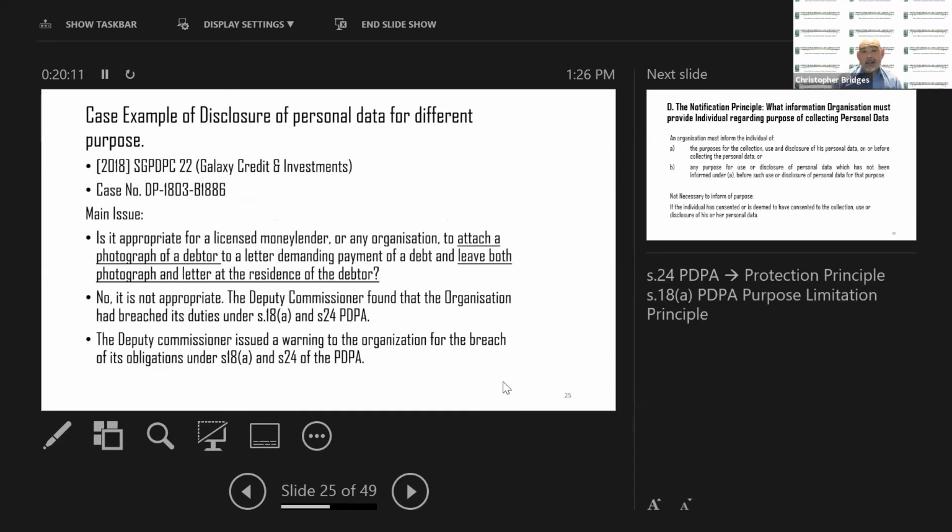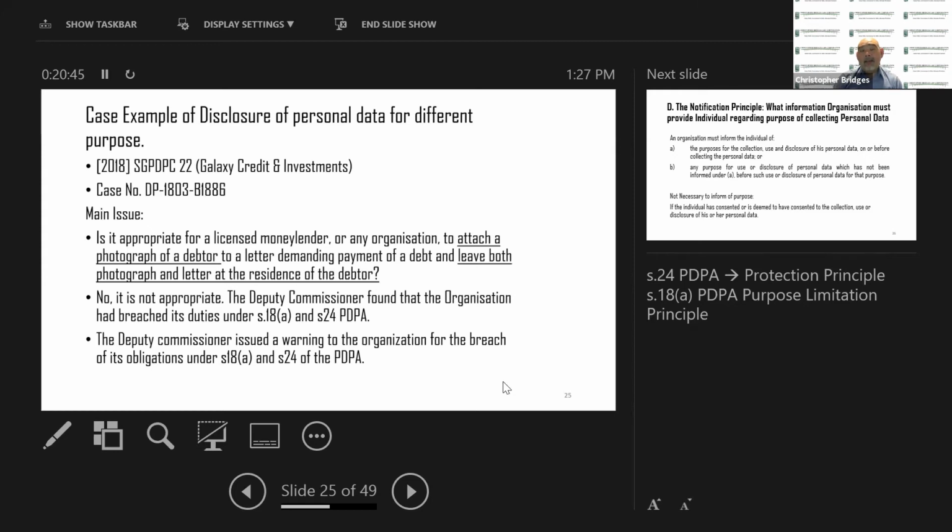So if you look at this case, Galaxy Credit and Investments, this credit finance company requested their customers to provide photographs in the application form. Okay, so the purpose implicit in the request for photograph is for us to be able to identify a debtor. Later on, when the debtor defaulted on payments, the finance company issued a letter of demand to the debtor, but also stuck a copy of the photograph on the letter of demand.